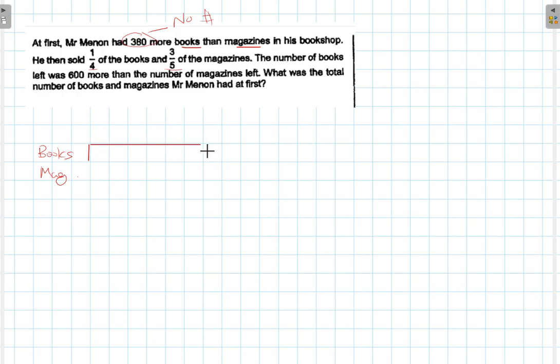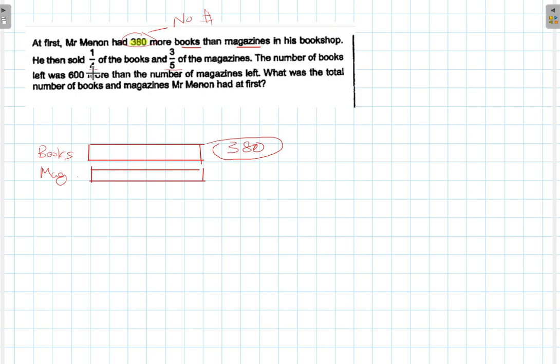But then all I know is books, right? Let's say this is the unit. I draw. I know that books have 380 more books than magazine. Bear in mind, this is the number. So what I have here is a number, 380. Okay, this is a number.